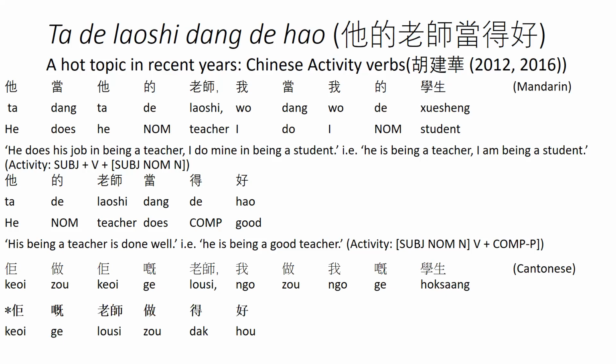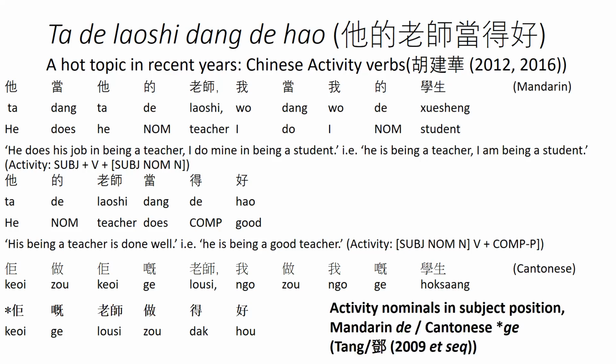However, interestingly, in Cantonese it's not possible to use the nominalized structure in subject position. So, unlike the second sentence here, Cantonese cannot express things like 佢嘅老師做得好. This is a very interesting micro variation that's been established by many people in the field. So, for example, Deng Xiying has written various papers on the dialectal distribution of the Chinese activity construction, and people have established that activity nominals in subject position can be nominalized by Mandarin de, not by Cantonese ge, which constitutes a very interesting micro variation between Cantonese and Mandarin, which I'll discuss later on.